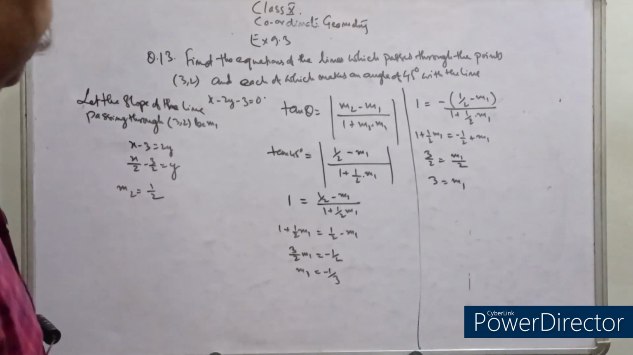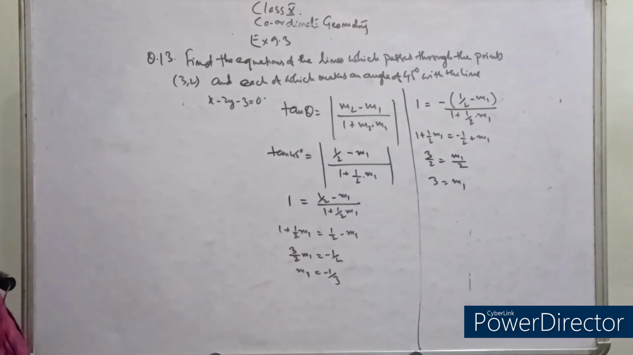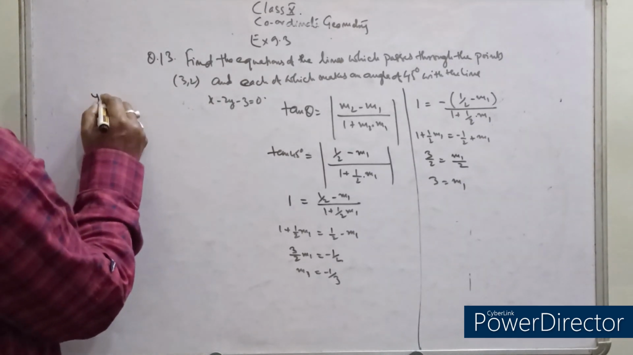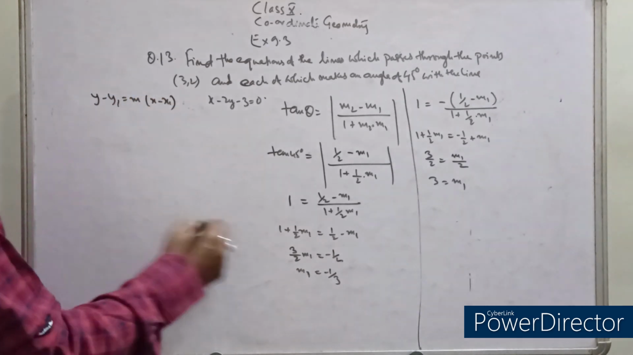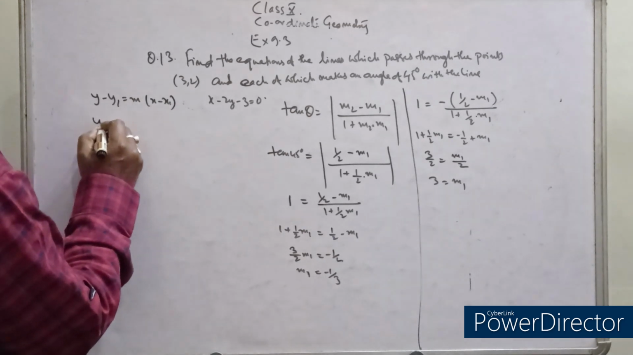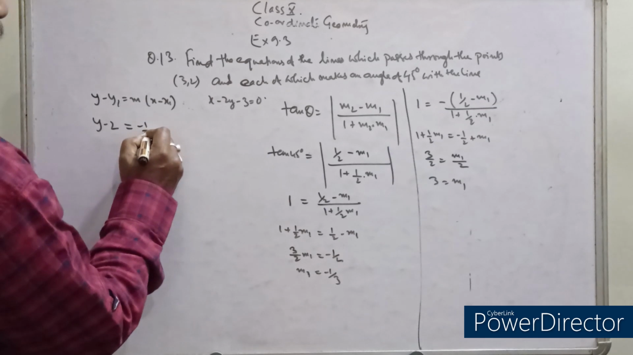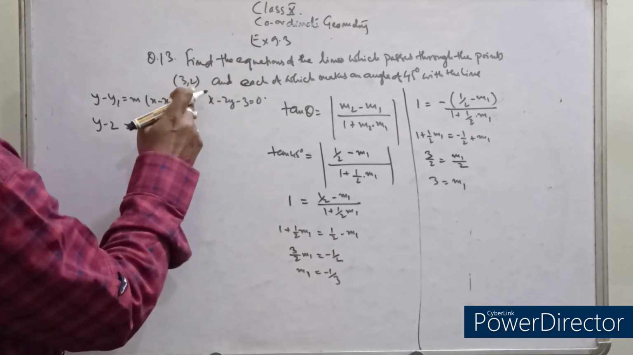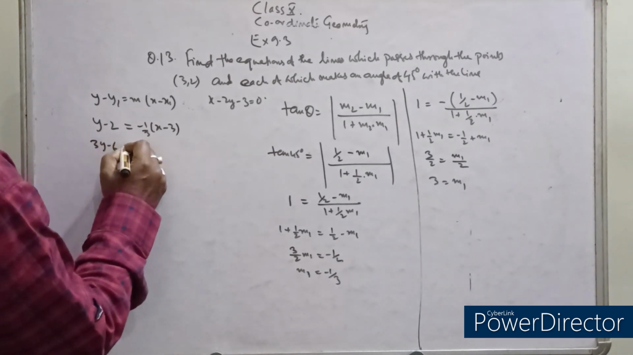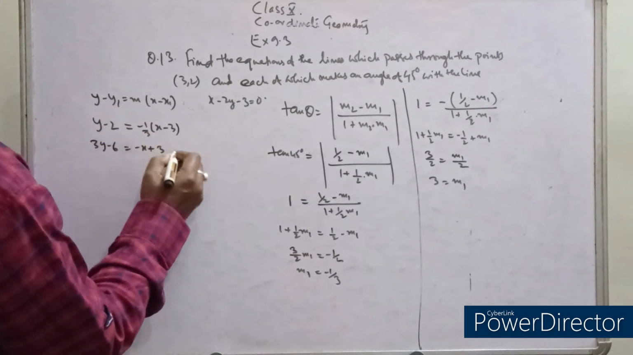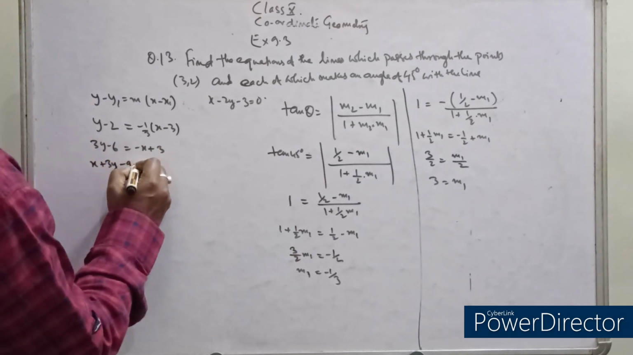So everything is clear. Your point slope form equation is y minus y1 is equal to m into (x minus x1). This is point slope form. So first, y minus 2 is equal to slope, that is minus 1 by 3, into (x minus x1, that is 3). So here 3y minus 6 is equal to minus x plus 3. So this is x plus 3y minus 9 is equal to 0.